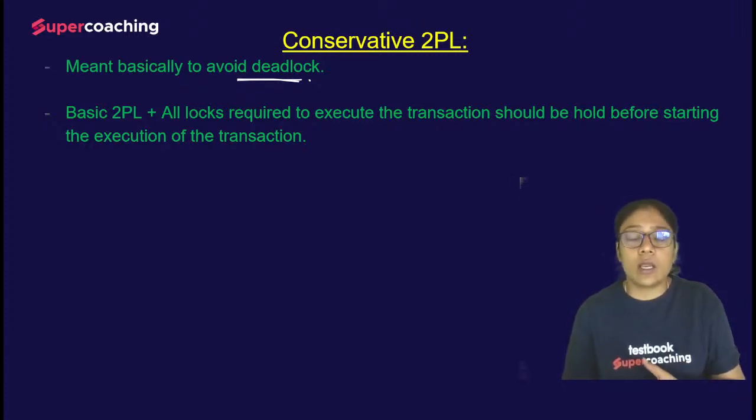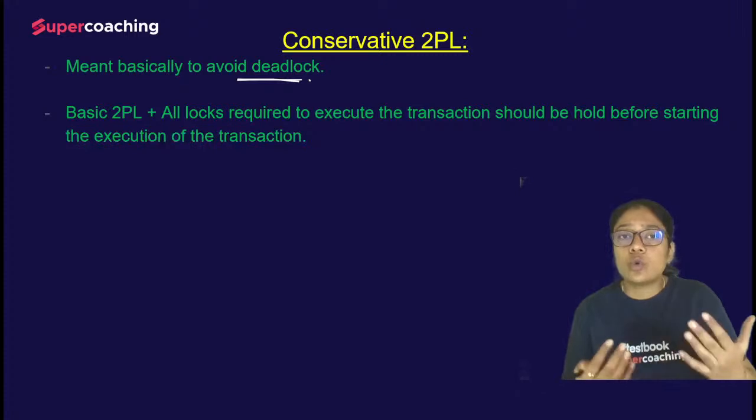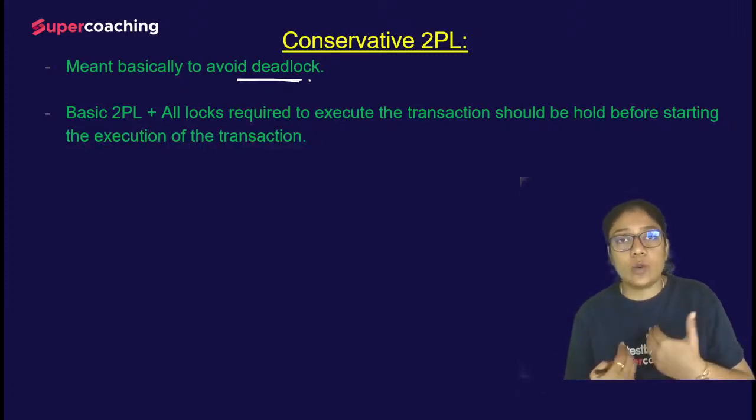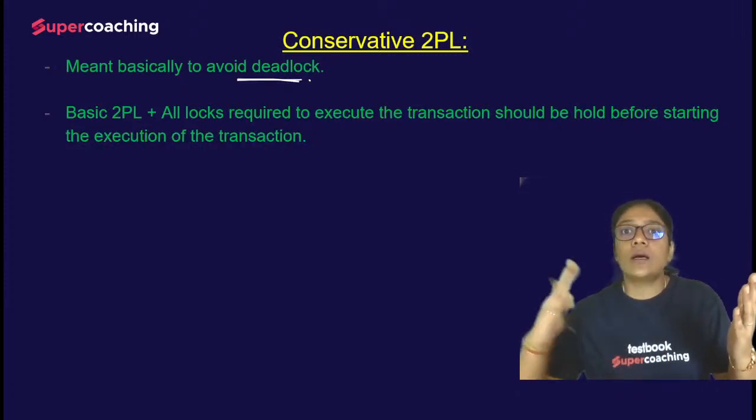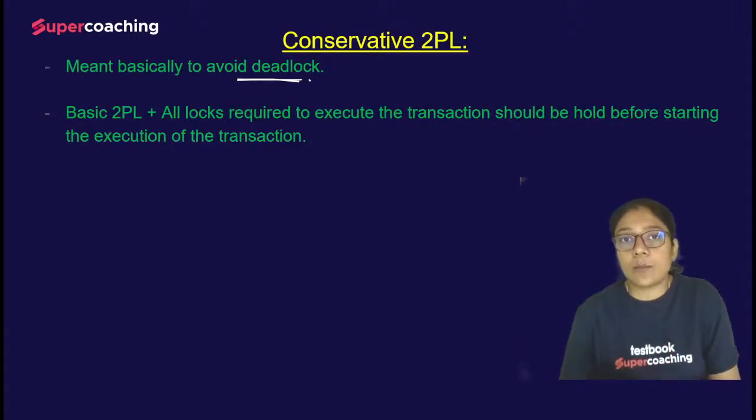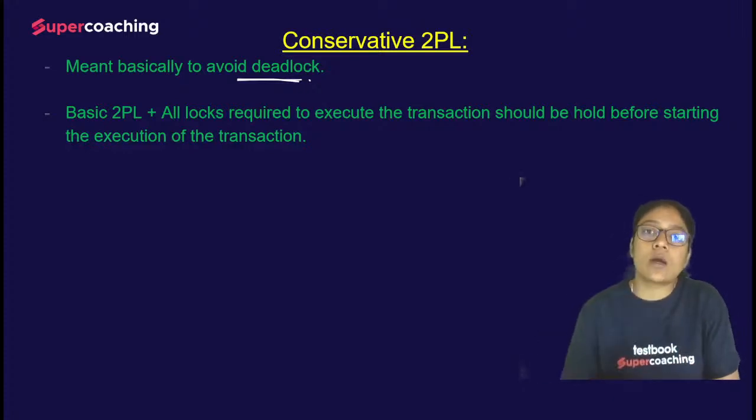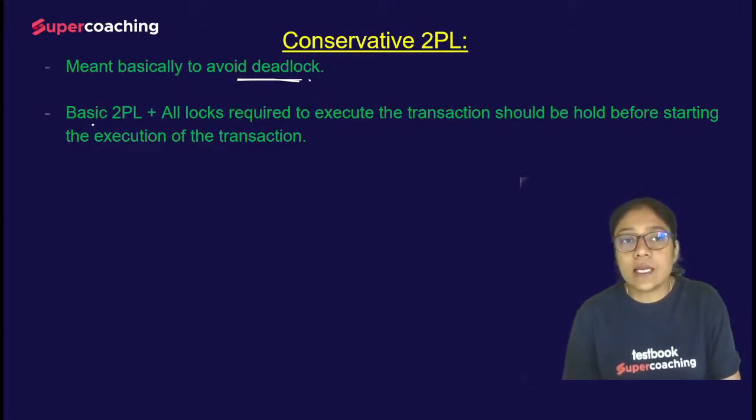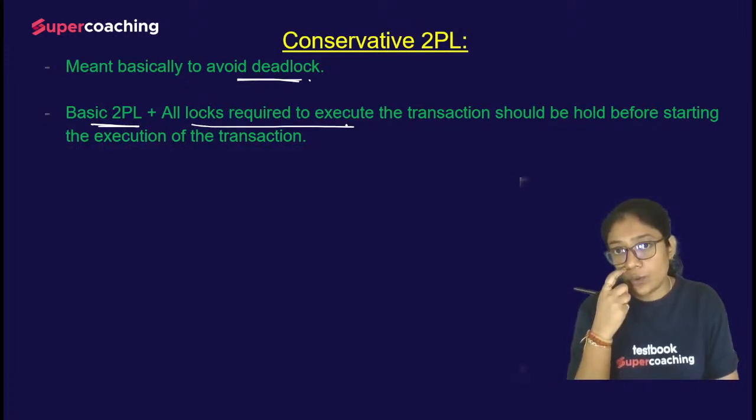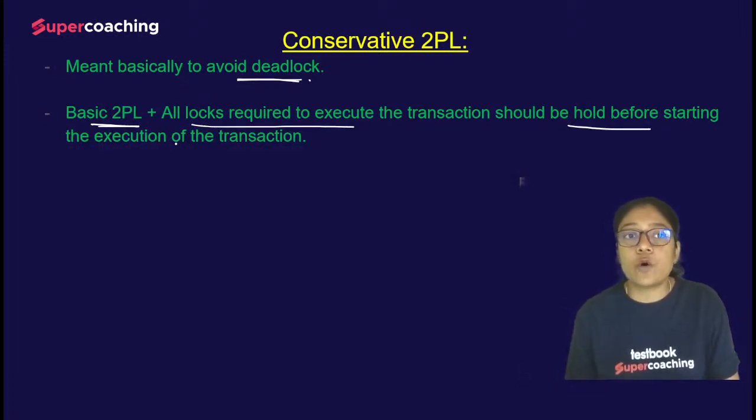Okay, so if it's not getting all the locks, then whatever locks it holds, it will release those locks so that at least another transaction can complete its execution. This is the idea behind this: if our work is not getting done, then at least someone else benefits. So that is conservative 2PL. Basic 2PL is to ensure serializability, and all the locks required to execute the transaction should be held before starting the execution of the transaction. So this is conservative 2PL.